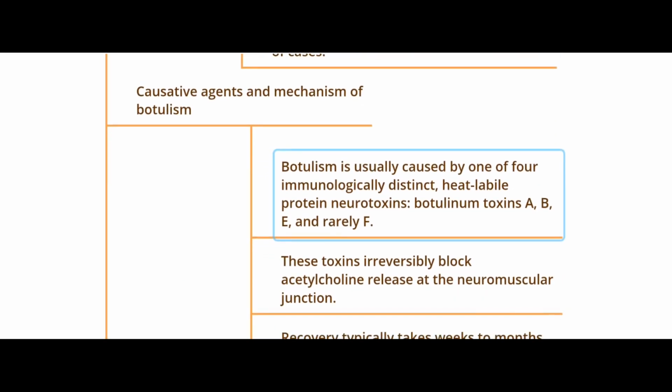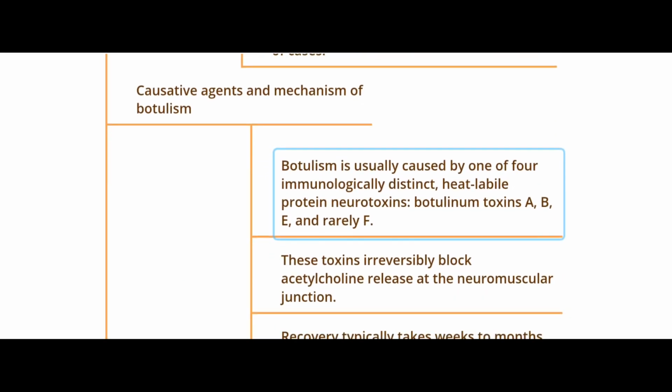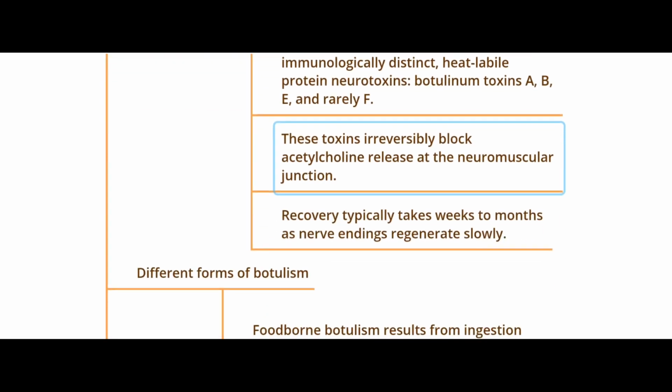As we said, the causative agent and mechanism of botulism is bound by one of four immunologically distinct heat-labile protein neurotoxins. They are A, B, E, and rarely F. They are the botulinum toxin. They irreversibly block the acetylcholine release at the neuromuscular junction, and recovery typically takes weeks to months as nerve endings regenerate slowly.